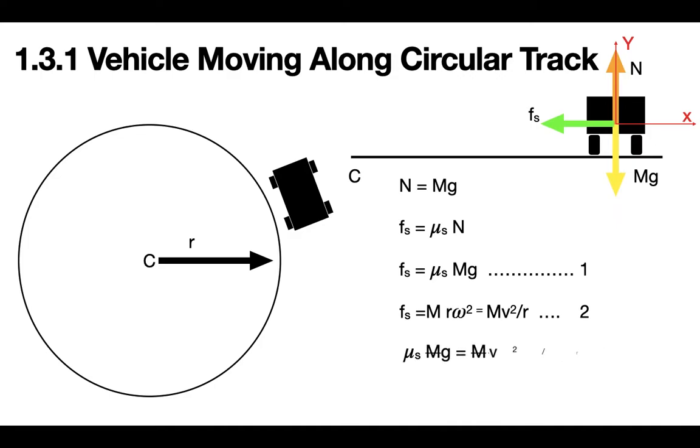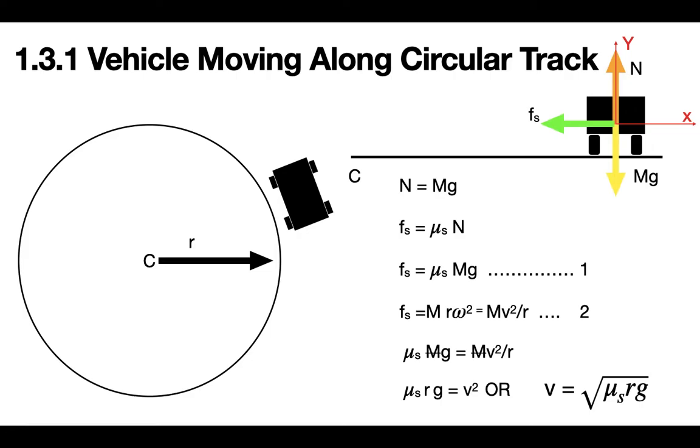And if you combine these two equations, mu s mg is equal to m v square by r, you get mu s r g is equal to v square, or v is equal to square root of mu s r g. That's how you can calculate the velocity based on the radius and the coefficient of friction.